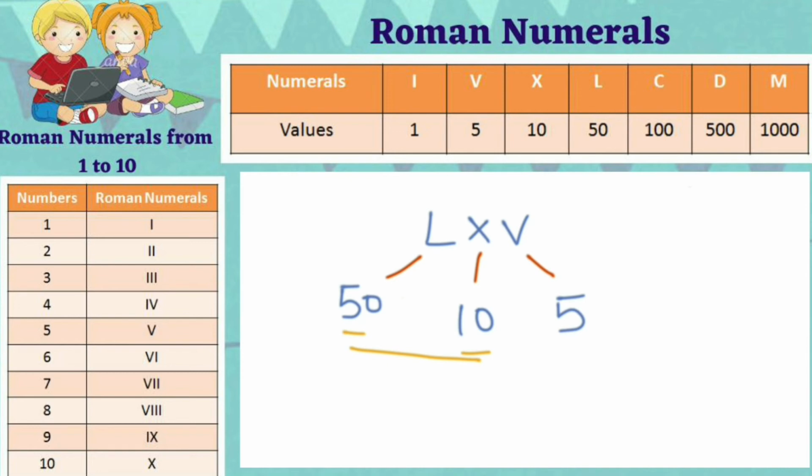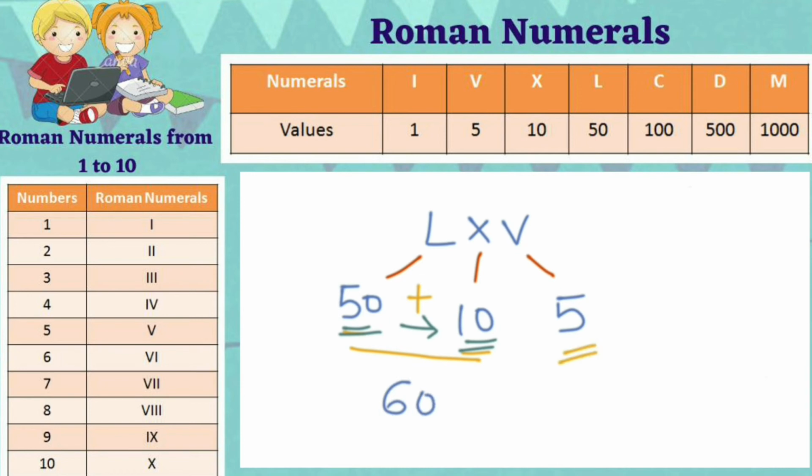So here you will see that 50 is a bigger number, and 10 is a smaller number. So what are you supposed to do when a smaller number is to the right of the bigger number? Then the operation that you will use will be addition. So it will become 50 plus 10. So kids, what is 50 plus 10? It is 60.